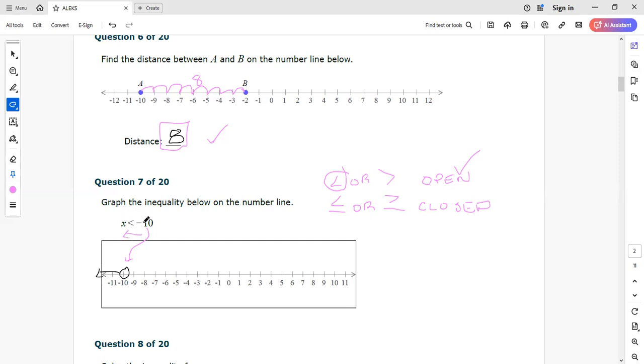X are its values less than. That's in the direction of negative infinity. Okay, so we're going to shade that graph on the left side of the open circle at -10.